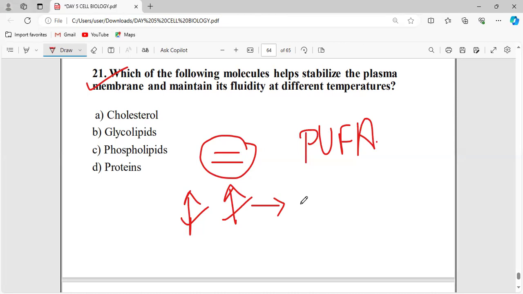It will be healthy. Okay. See, there is a lot to discuss about this plasma membrane. And also, what will be the name of the model that explains the structure of the plasma membrane? Name the model.